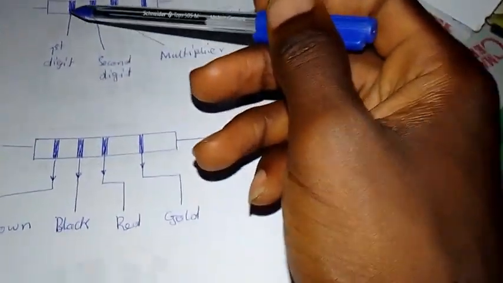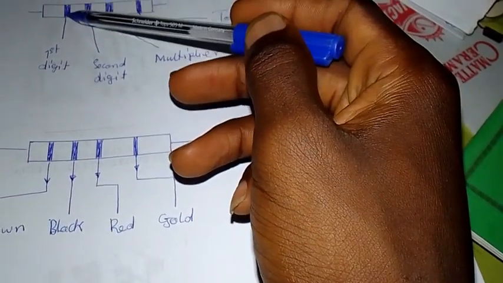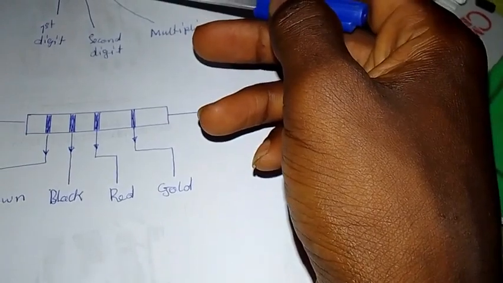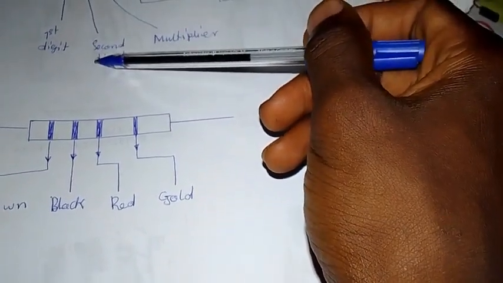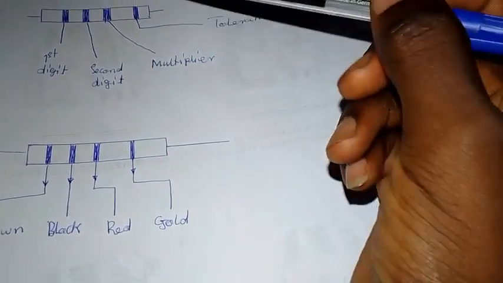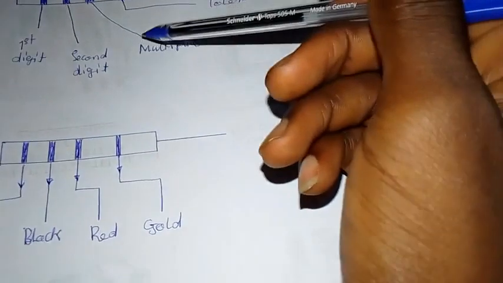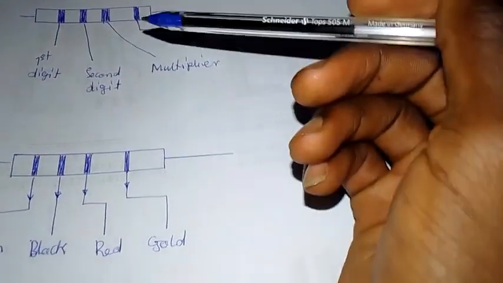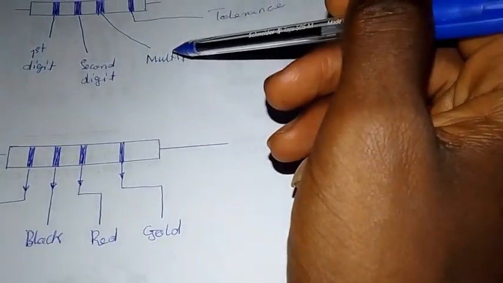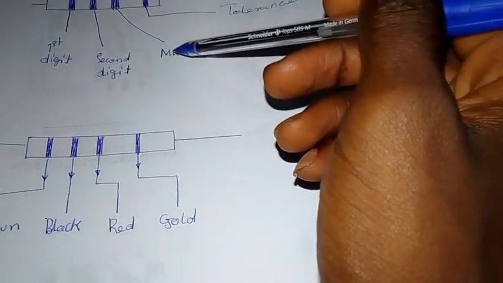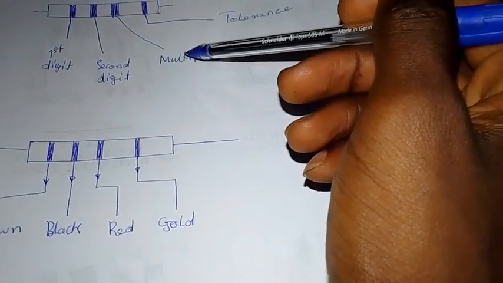So the formula here is simple. The very first color, you write out the digit. Then the second color, you write out the digit. Now the third color will be the multiplier, which you multiply in power of tens. And the last will be the tolerance, which we will just write out. So what changes here is the multiplier, in the way you write it out.